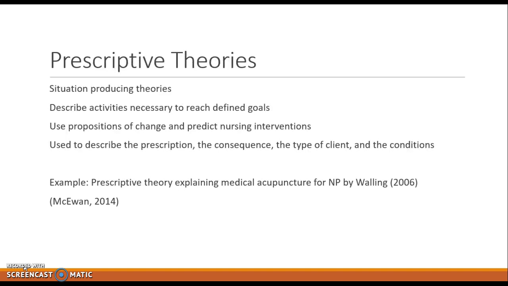And then we have prescriptive theories, the situation-producing theories. They try to describe activities necessary to reach a defined, definitive goal. They use propositions to change and predict nursing interventions. One example is by Walling in 2006, a prescriptive theory explaining medical acupuncture for nurse practitioners.